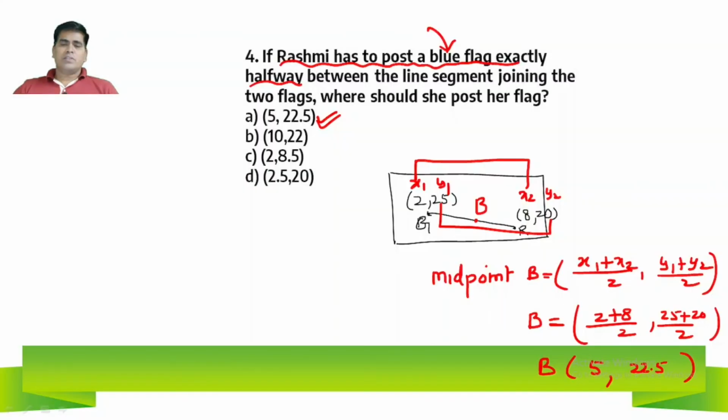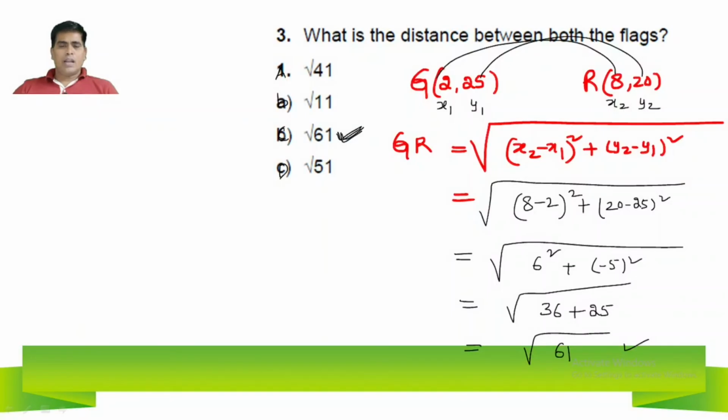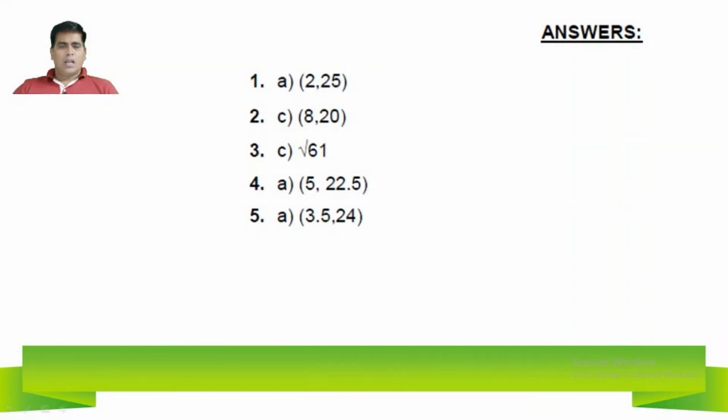So it's a very simple question. Easily we can do it and get the answer, and we'll check the answers. The position of the green flag, 2 comma 25, is the right option. Red flag position 8 comma 20, we got the same answer. And the distance between these 2 flags is root 61. We got the right option. And the midpoint between green and red flag is 5 comma 22.5. We got the right option. Here it is 3.5 comma 24. It's not 24, this is 23.75. So this might be the printing mistake. So the option is A here.